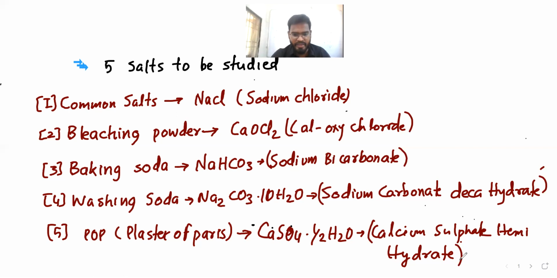POP, plaster of Paris, CaSO4 dot half H2O, that is we can say hemihydrate. Calcium sulfate plus hemihydrate, right? So here we are going to see till sodium baking soda. We will not see washing soda and POP in this class. Next class we will see washing soda, plaster of Paris, and few numericals. Let's start with the common salt.